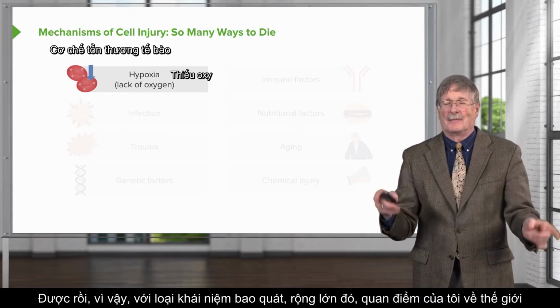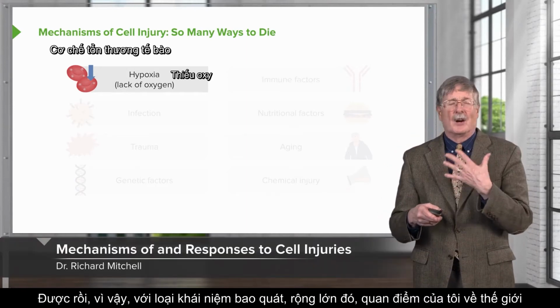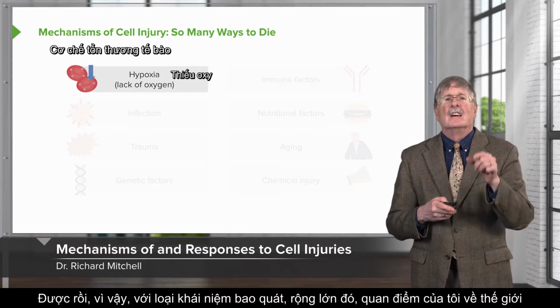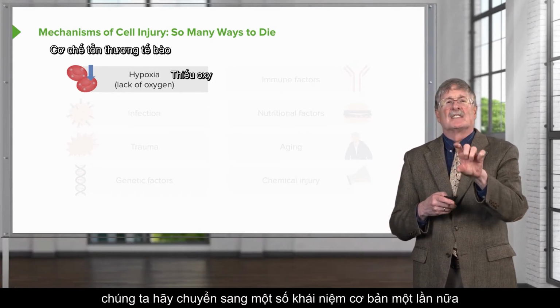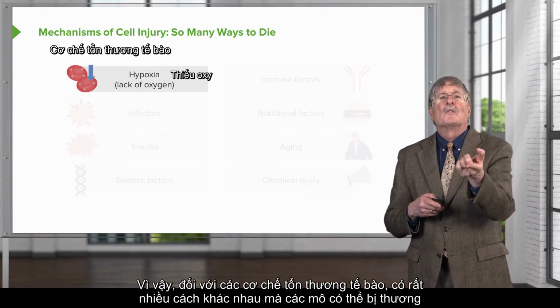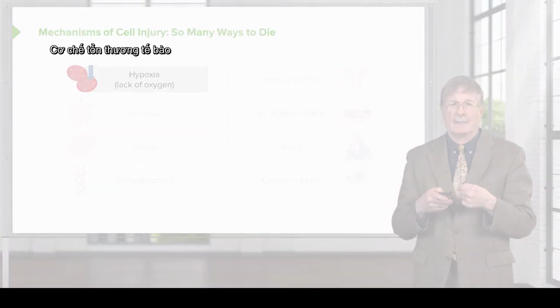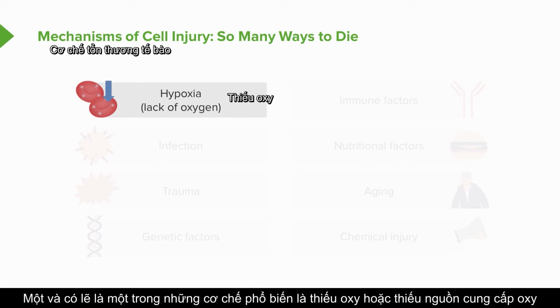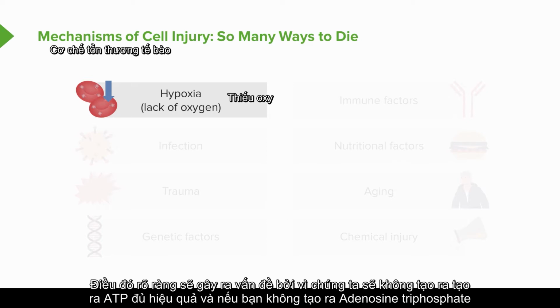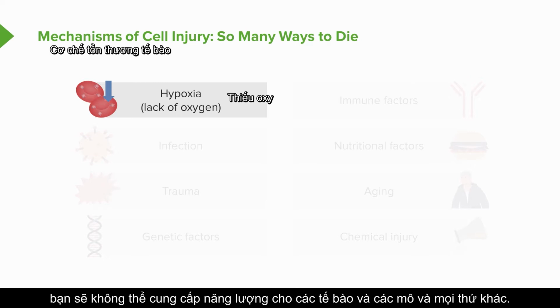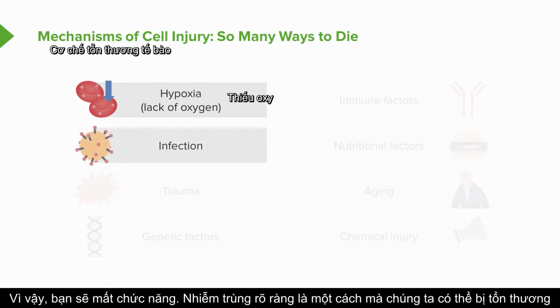Okay, so with that kind of overarching broad concept, my view of the world, let's move on to some basic concepts again. For mechanisms of cell injury, there are so many different ways that tissues can be injured. One, and probably one of the more common, is hypoxia, or lack of an oxygen supply. That clearly is going to cause problems because we're not going to be able to make ATP very efficiently. And if you don't make adenosine triphosphate, you're not going to be able to power the cells and the tissues and everything else. So you will lose function.